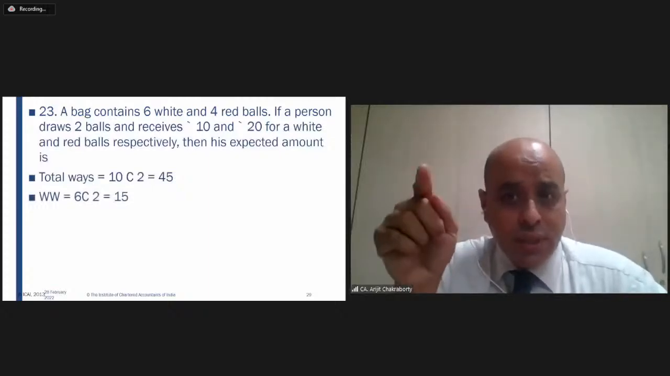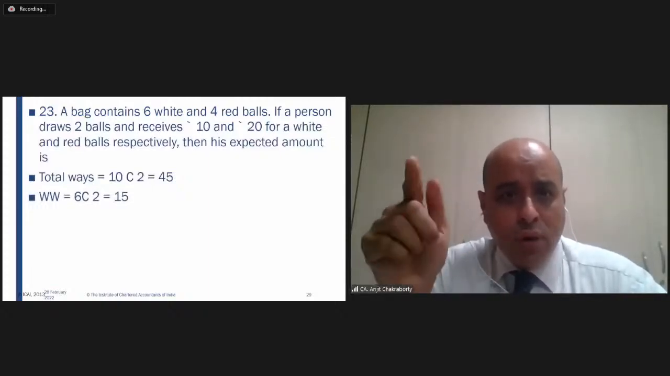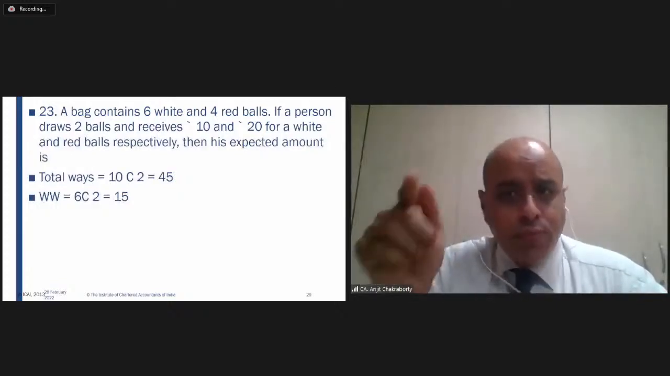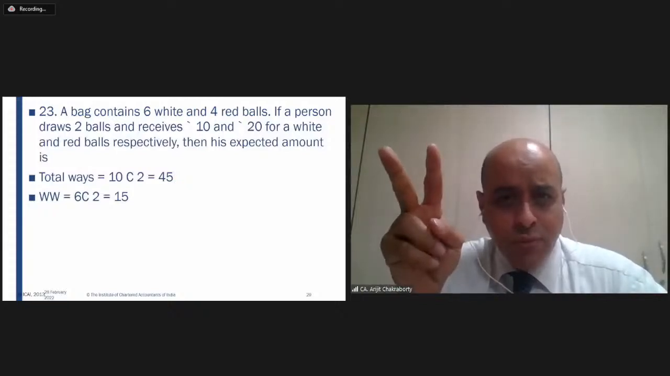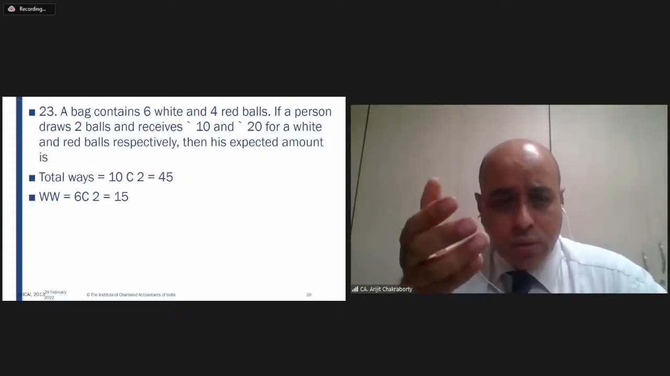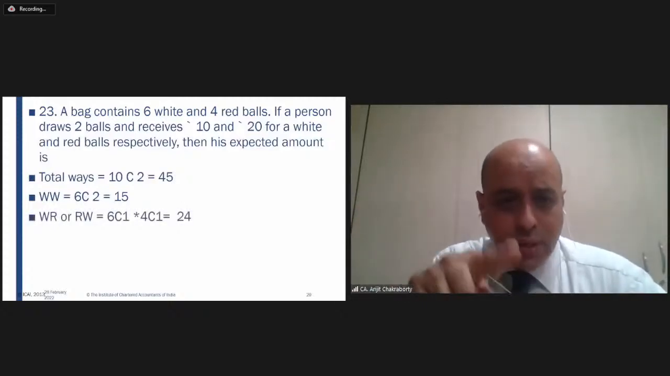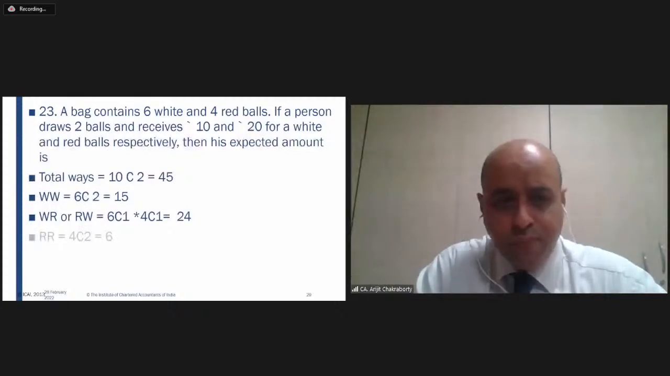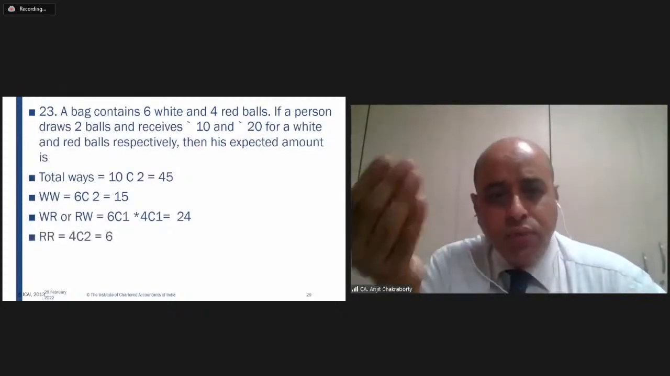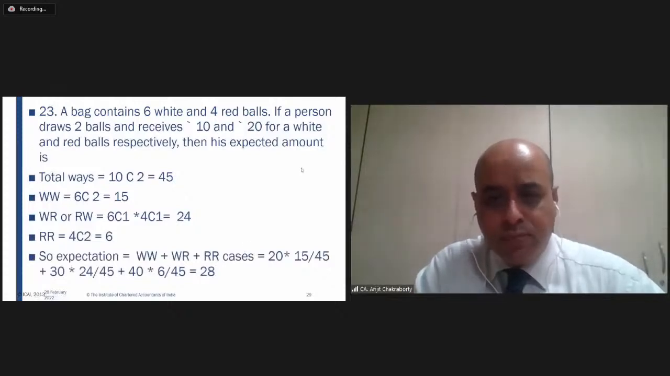Now, the question is, you are receiving 10 rupees for a white ball and 20 rupees for a red ball. So if both the balls are white, the combination is 6C2, that is 15. If one is white and one red, then we are getting 6C1 into 4C1. That gives you 24. And if both are red, we are getting 4C2, that is 6. I have worked out the expected value step by step here. You can see the step by step working is given.